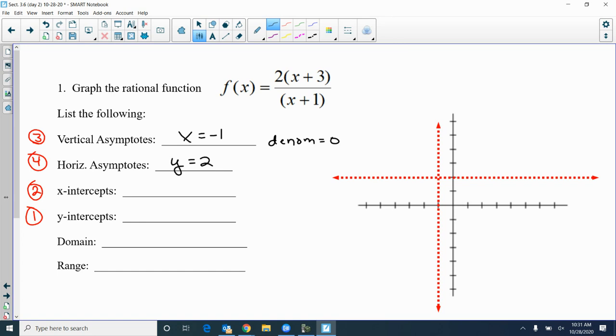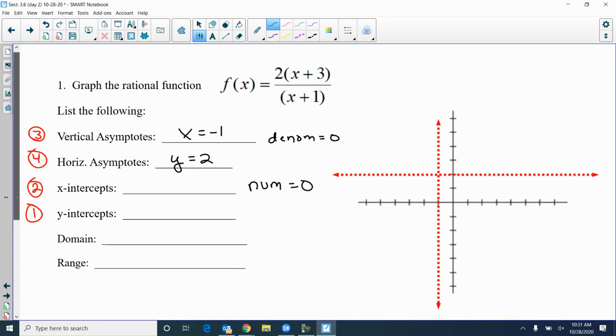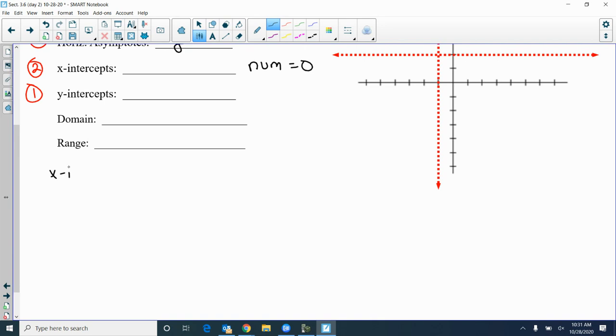All right, look at number 2 there. You see where, are you following me on these guidelines for graphing rational functions? Okay, to find the x-intercepts, you find the zeros of the numerator. So we want the numerator to equal 0. So for the x-intercepts, that's going to be 2 times x plus 3 equals 0. Solve that. Figure out what x is.